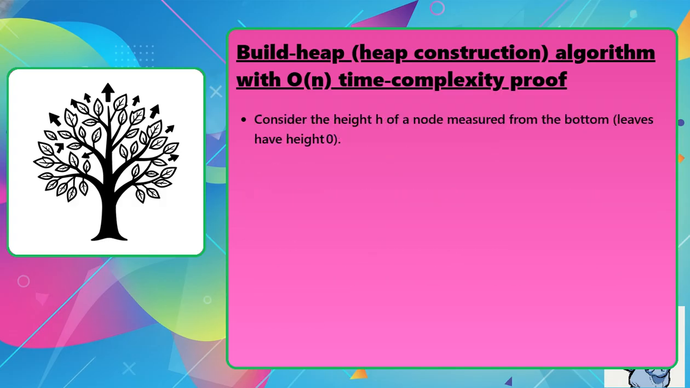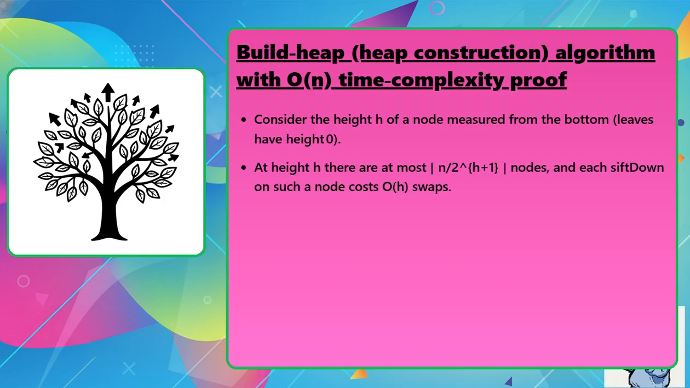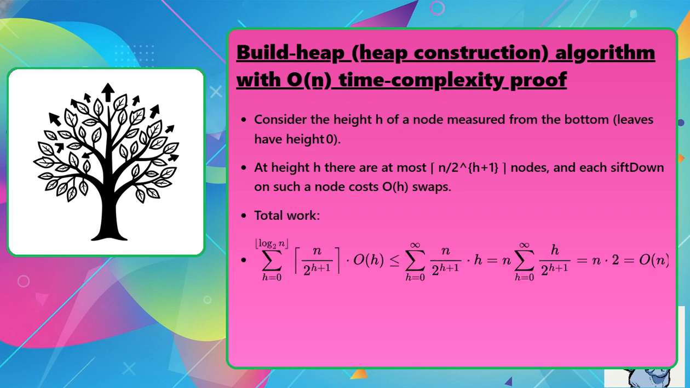Why O(n)? Consider the height h of a node measured from the bottom. Leaves have height 0. At height h there are at most ceiling of n over 2 to the power of h plus 1 nodes, and each sift down on such a node costs O(h) swaps. The total work: the sum from h equals 0 to floor of log base 2 of n of ceiling of n over 2 to the h plus 1 times O(h) is less than or equal to the sum from h equals 0 to infinity of n over 2 to the h plus 1 times h, which equals n times the sum from h equals 0 to infinity of h over 2 to the h plus 1, which equals n times 2, equals O(n).